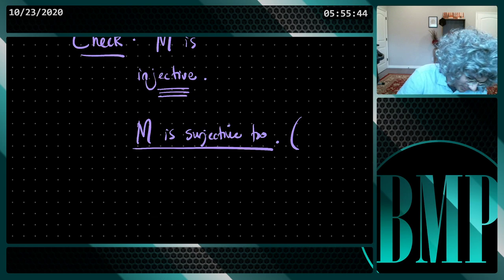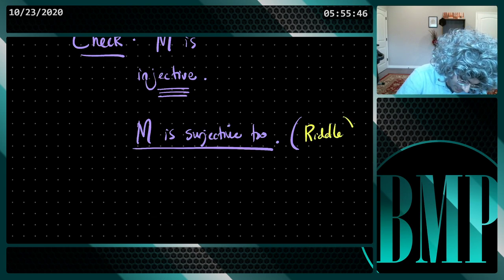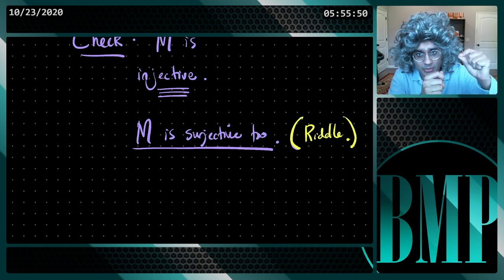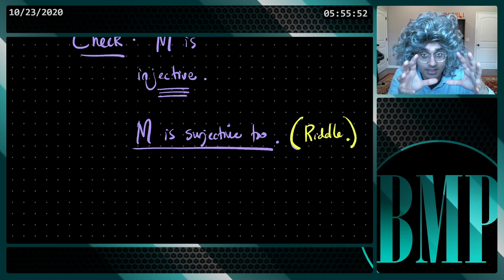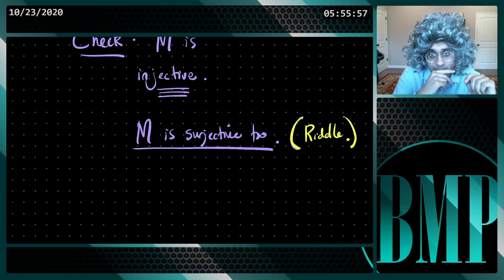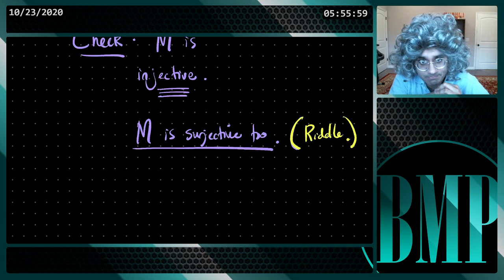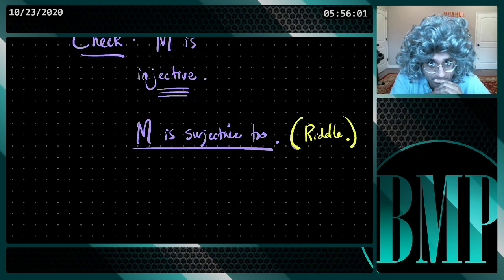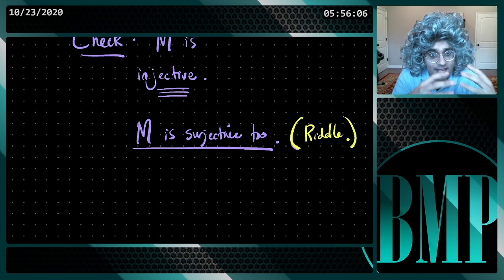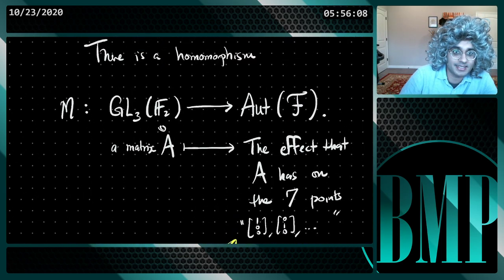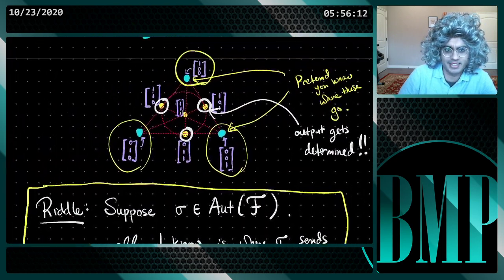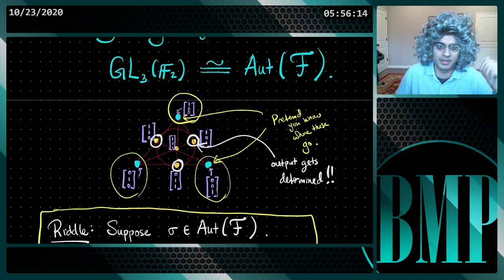And I think this is where the riddle comes in. You can obtain any permutation in the automorphism group of the plane by a matrix. Right? That's how you show that GL3F2 is isomorphic to the symmetries of the Fano plane.